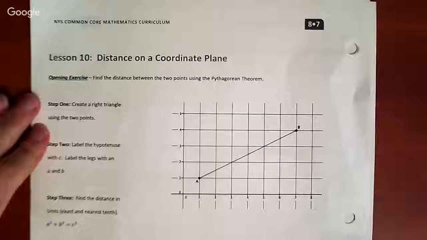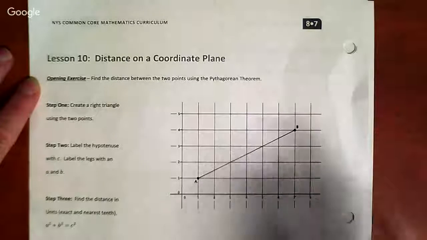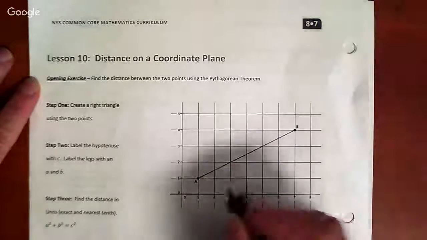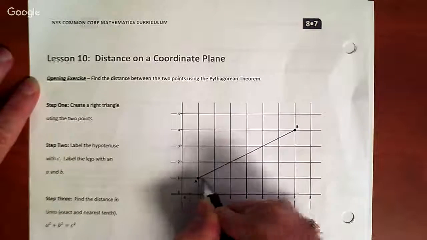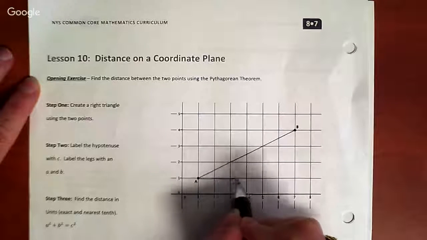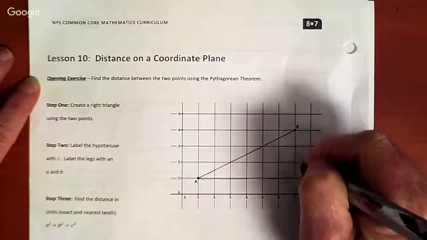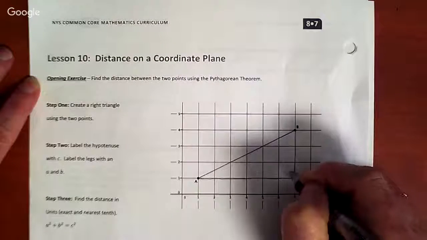This is lesson 10, distance on a coordinate plane. We're going to find the distance between the 2 points using the Pythagorean theorem. The first thing that we need to do is to create a right triangle for these 2 points. So we can draw a line that goes here and here to make our right triangle.